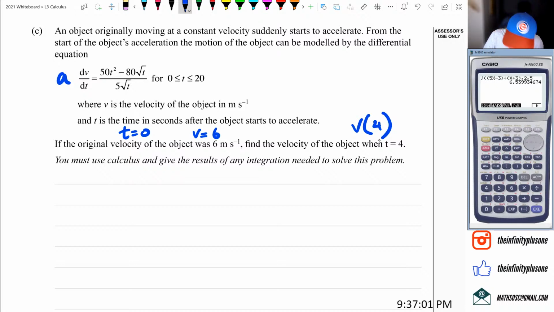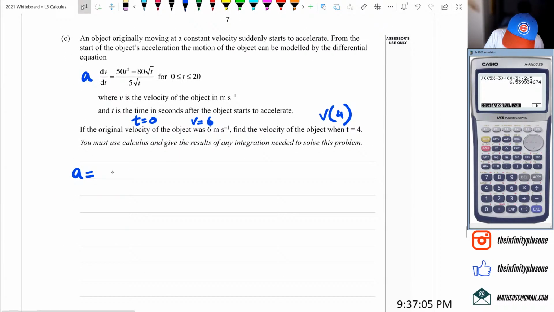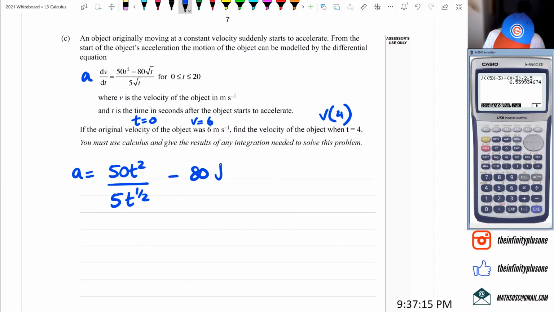So let's try and work it out. So we've got acceleration is, I'm going to separate the denominator to 5t to the power of half minus root t, 5 root t.